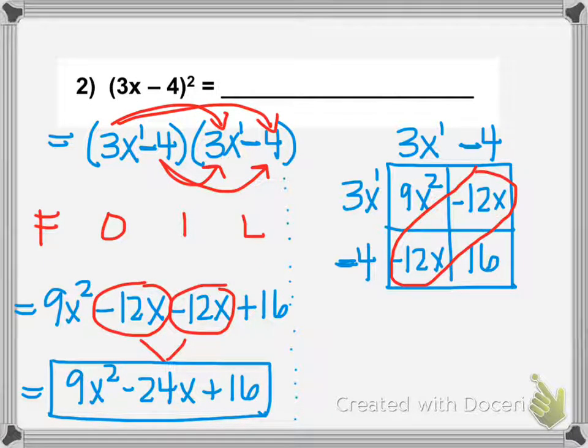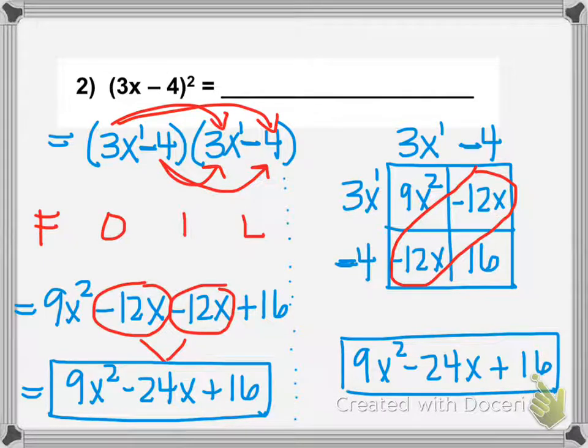Negative 12x and negative 12x combine to make negative 24x. And then we'll bring down the bottom right and the top left. Notice either way you do it, you still get the same answer. So it's really up to you how you want to organize it. Let's try another one.